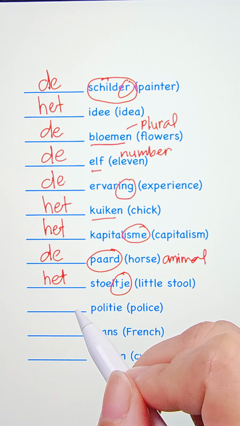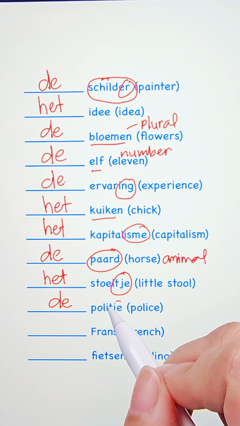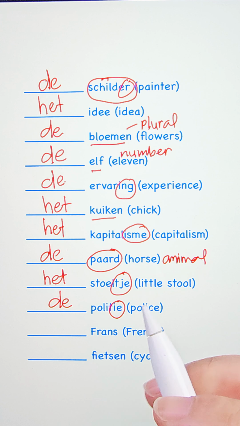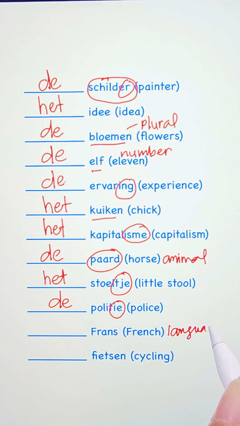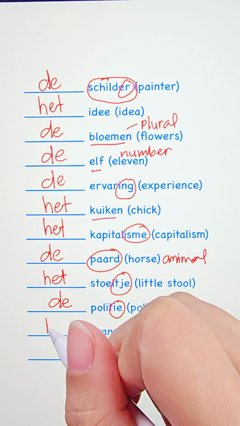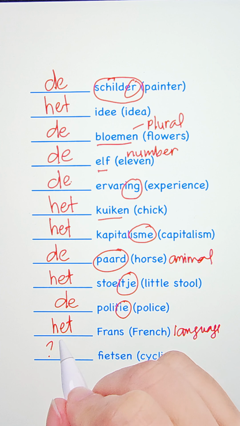Politie. De politie, because it ends in -e. Frans. It's a language, thus we use "het". Now it's your turn to practice.